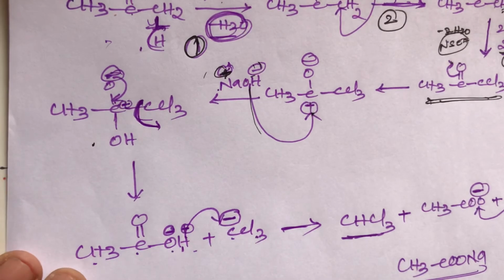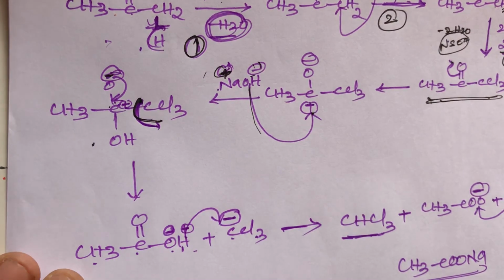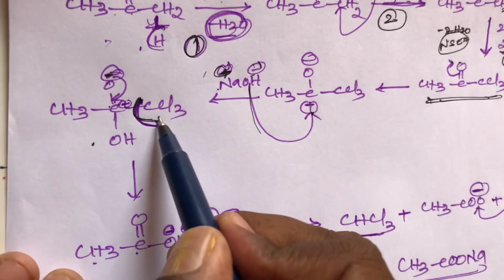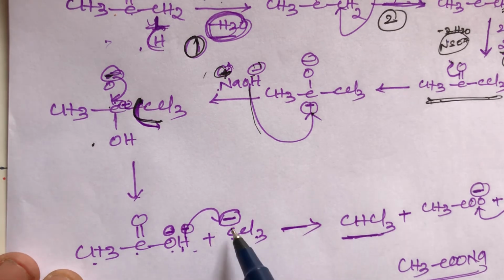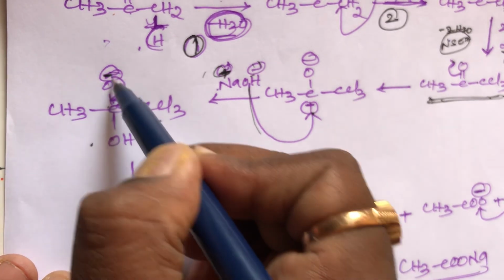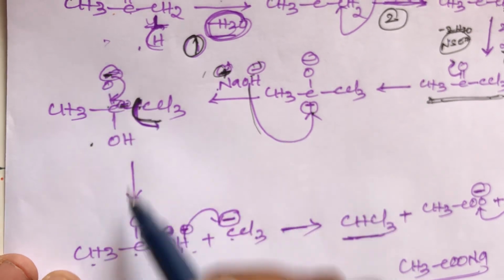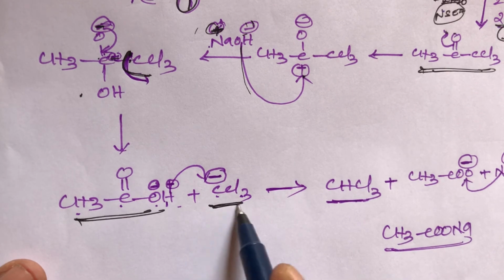Then after that, student, this negative charge will shift to here, which means the bond to CCl3 breaks. Why? Because CCl3 is strongly electron withdrawing, so that's why this bond breaks. This carbon gets a negative charge and this carbon gets a positive charge, so the negative and positive charges combine to form a double bond. We get CH3COOH. Then after that, CCl3 minus is left.